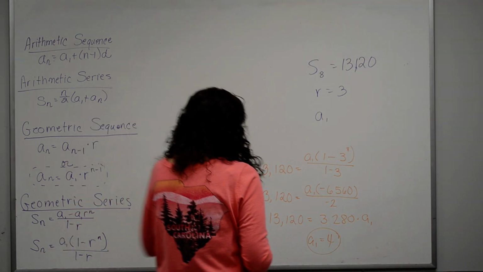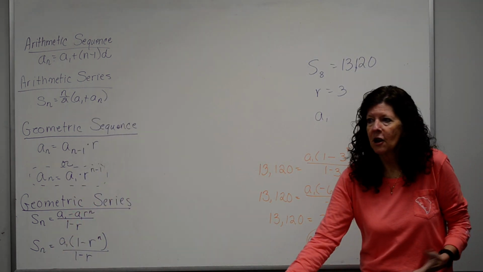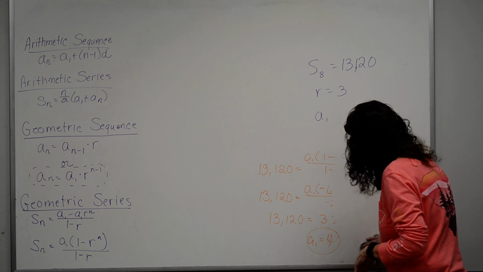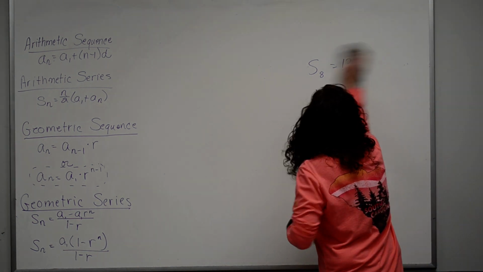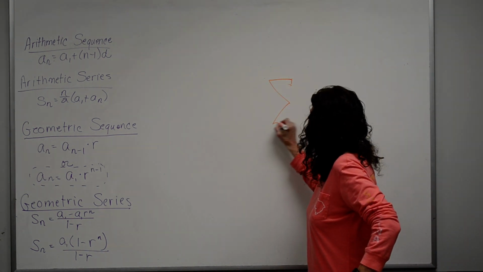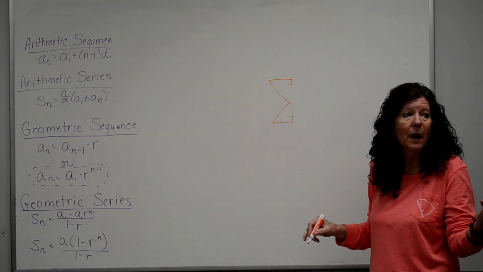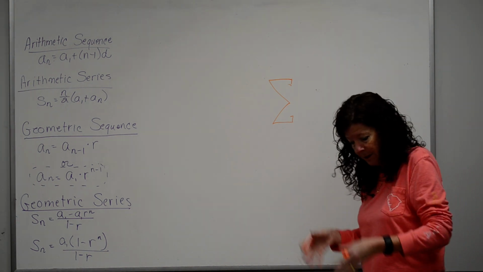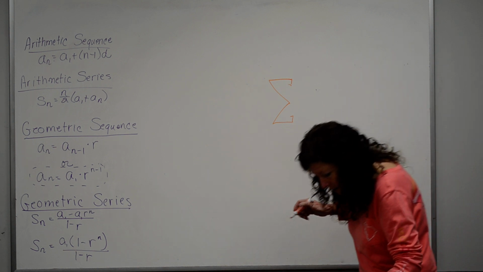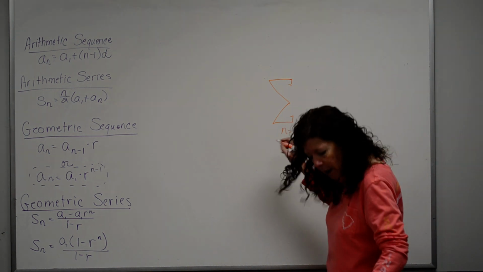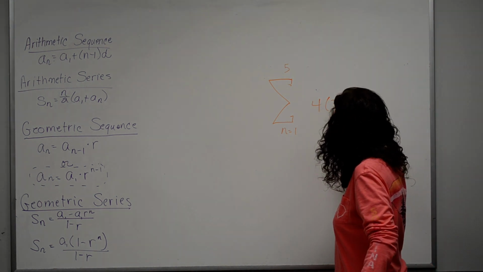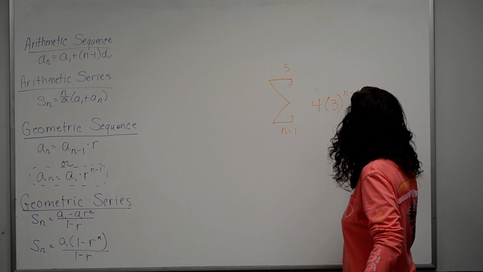All right, one last thing in this section. Okay, now you've already done this. It's using the sigma. Okay, so if I have a sigma, it should tell you whether it's a geometric sequence or an arithmetic one. Now, in this particular section, it probably won't tell you because they're assuming that you know it's geometric. Okay, so it's written like this: n equals 1, and I've got a 5 up here, and then I have 4 times 3 raised to the n minus 1 power.